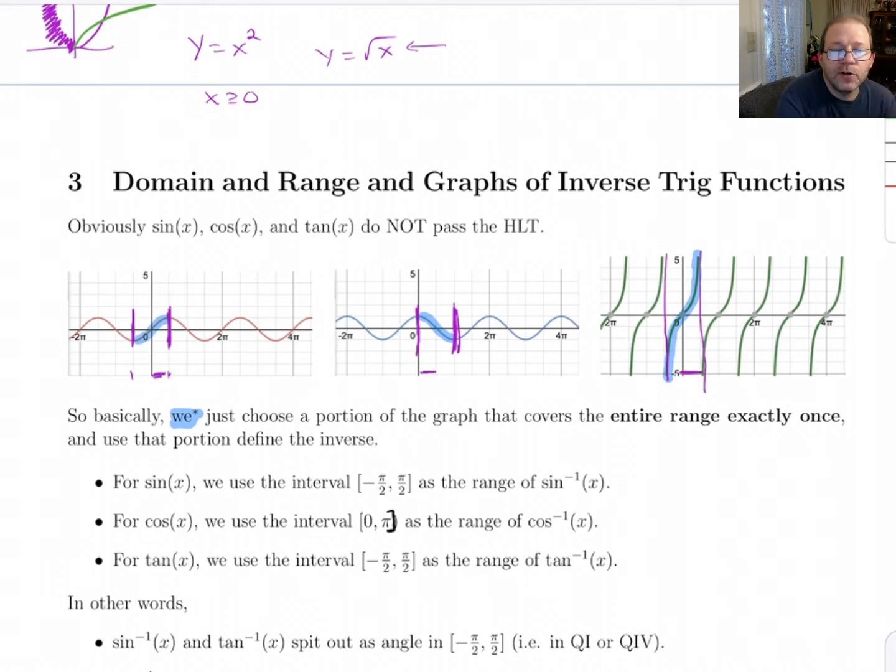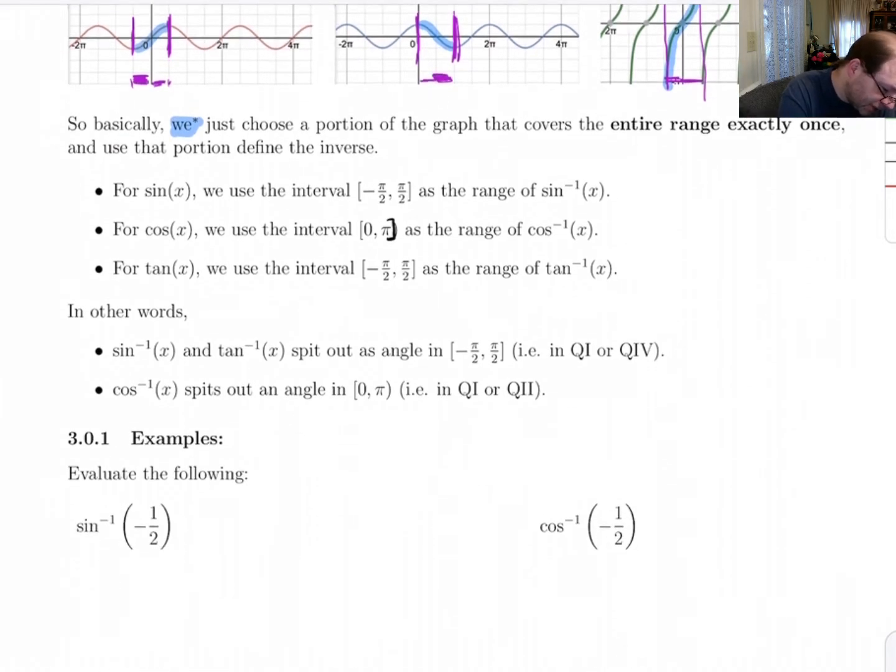If you take the inverse trig function of a negative number, if it's sine or tangent, it's going to give you something back here. But if it's cosine, it's going to give you something over here from quadrant 2. And that's essentially what all of this stuff here says.